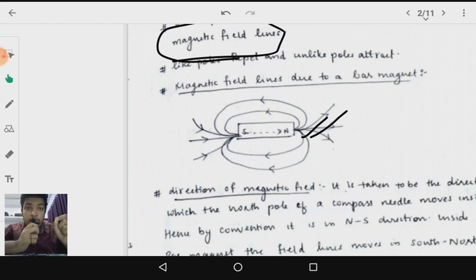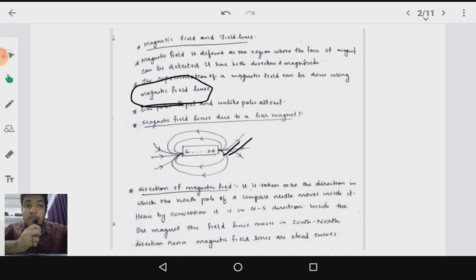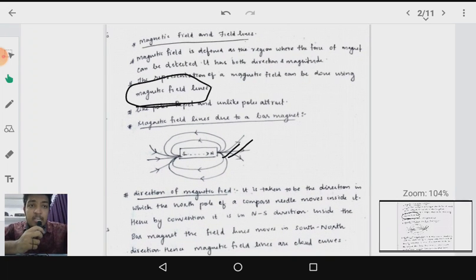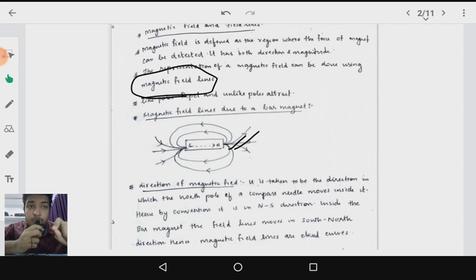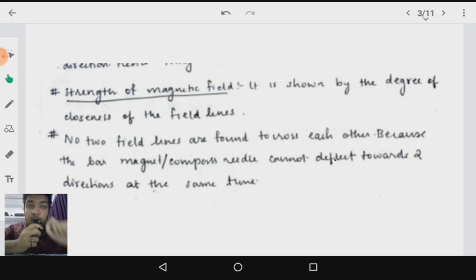You start from the north pole and run towards the south pole. Now you don't go back to the north pole externally, but you move through the inside of the magnet in the opposite direction, from the south pole to the north pole. So this is how you make a loop for the direction of the magnetic field. The direction of the magnetic field is taken to be the direction in which the north pole of a compass needle moves inside it. So the field is in the north-south direction outside, and inside the bar magnet the field lines move in the south-north direction, and hence the magnetic field lines are closed curves.